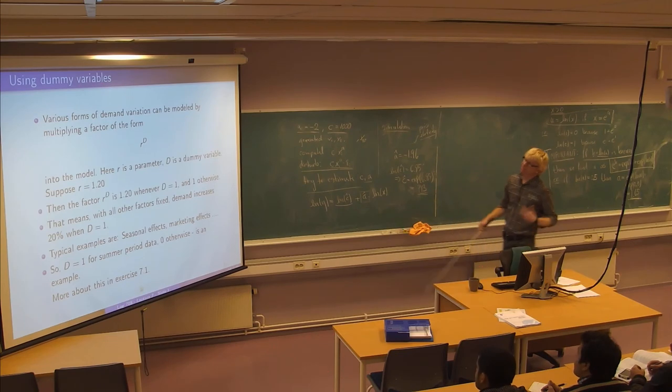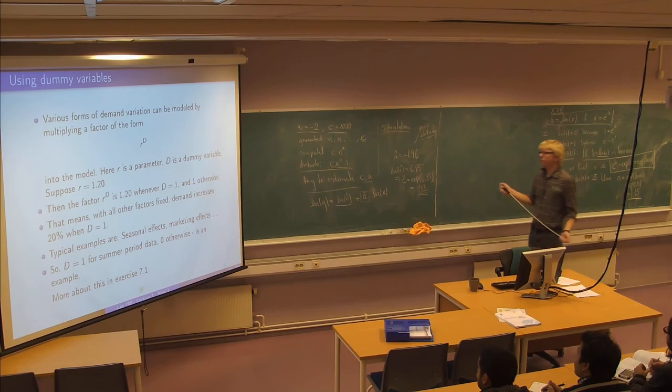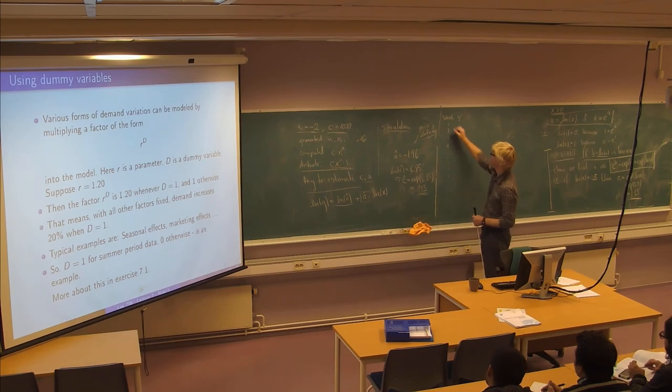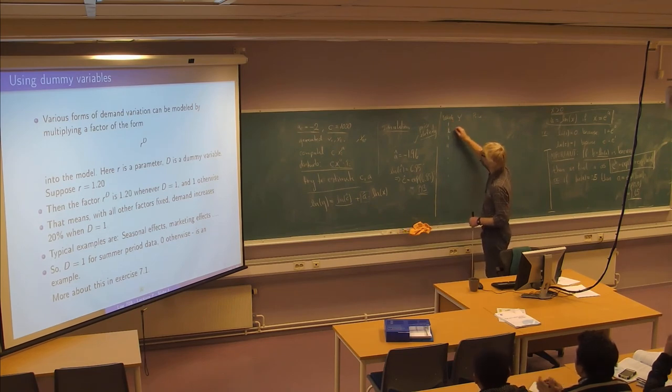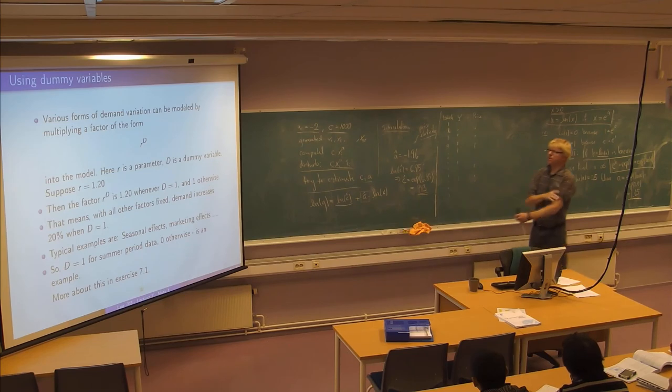This is something that will appear in many types of demand models. Suppose you have demand for airline travel and weeks: 1, 2, 3, 4. You have a huge number of weeks, and then you have demand here. You have price. And prices can vary.